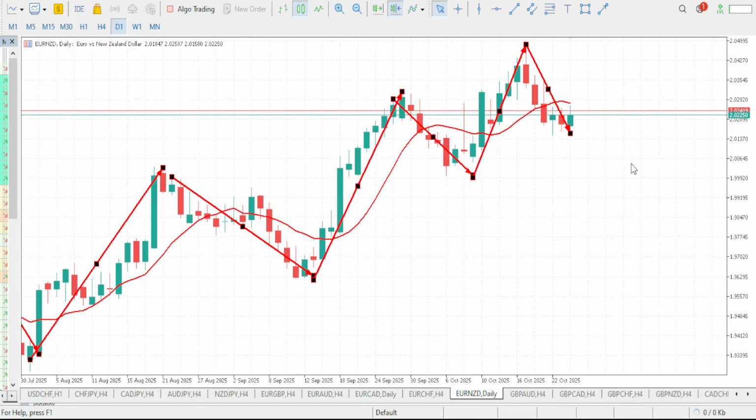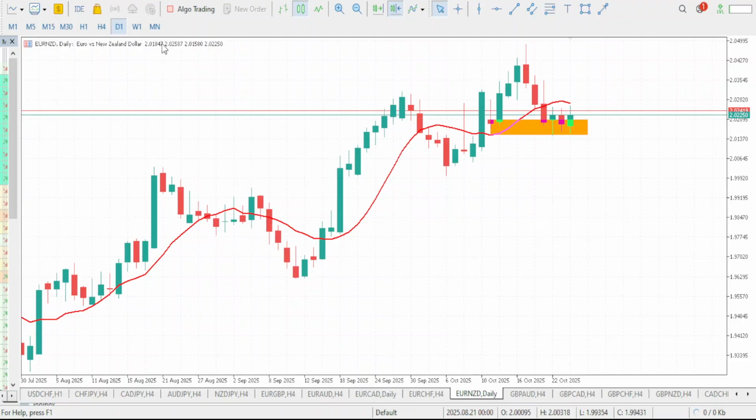Now that we've gotten this higher low, our next movement on Euro New Zealand dollar would be a new higher high. So the market is currently rejecting from this bottom. So basically, our forecast for this week on Euro New Zealand dollar is the bullish move, meaning we should be expecting more movement to the upside this week.